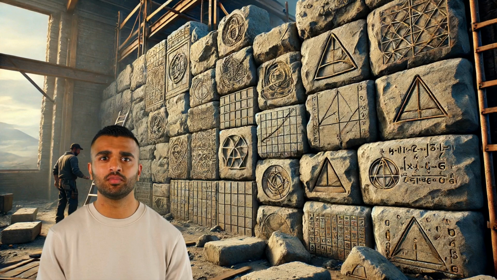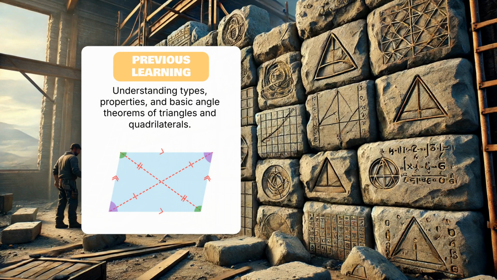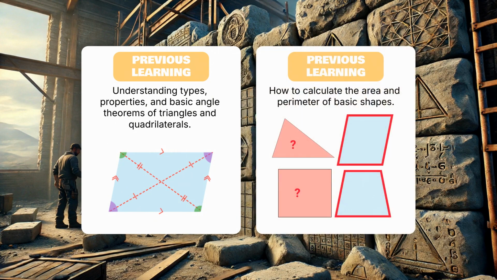In our previous lessons, we've built a solid foundation by discussing triangles and quadrilaterals. We understood their types, properties, and basic angle theorems. Secondly, we have discussed how to calculate the perimeter and area of basic shapes. With this foundation, we are now ready to explore the properties and theorems of regular polygons. Understanding these shapes is crucial for tackling more complex problems in geometry, such as calculating areas and perimeters of more advanced geometric figures. Let's get started.